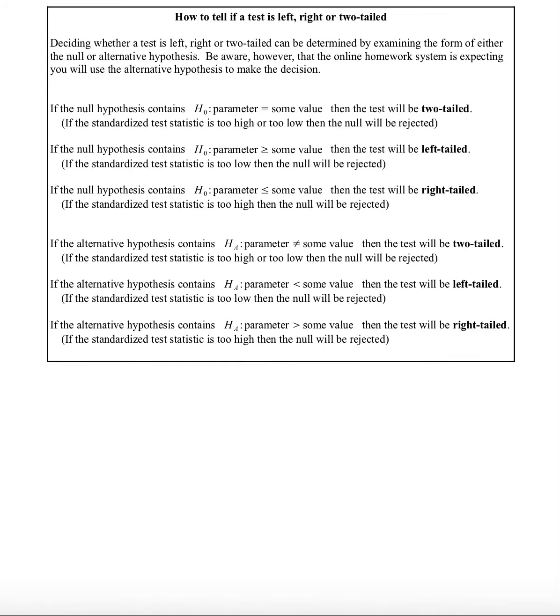The criteria for deciding what type of test is being performed is in this guide here. It tells you how you can know if you have a left tail, right tail, or two-tailed test. Either H0 or HA can be used to decide what type of test it is.